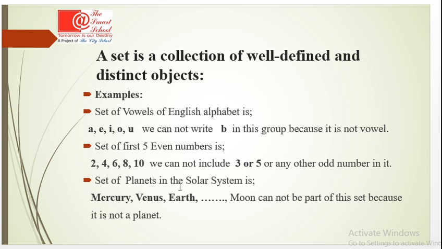A set of planets in the solar system is Mercury, Venus, Earth and so on. There are 8 planets, as you know. The Moon cannot be part of this set because it is not a planet.